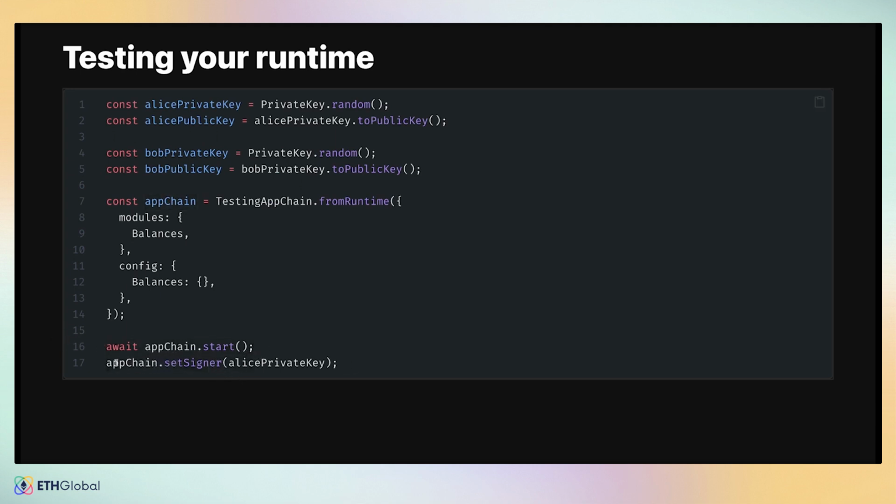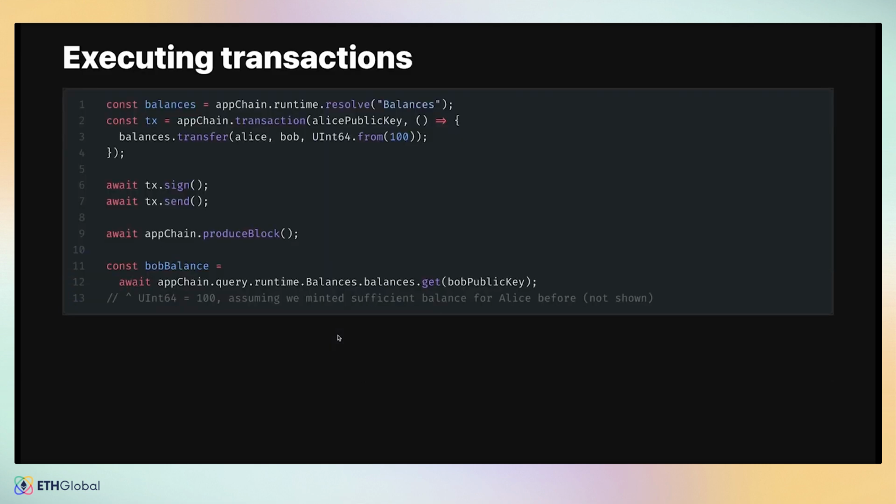And we also can set a signer for the app chain API, which will be Alice. This will be obvious in the next slide, where we have to create a transaction to the transfer method of the balances runtime module. We first do that by resolving the balances runtime module. This gives us an instance of the balances runtime module. Then we make a transaction using the appchain.transaction API, using Alice as the sender, and we make a transfer using balances.transfer from Alice to Bob for a certain amount of tokens. We have to sign the transaction and send it.